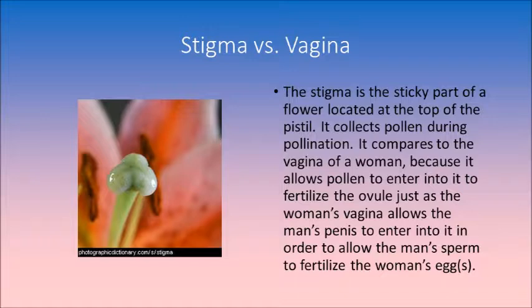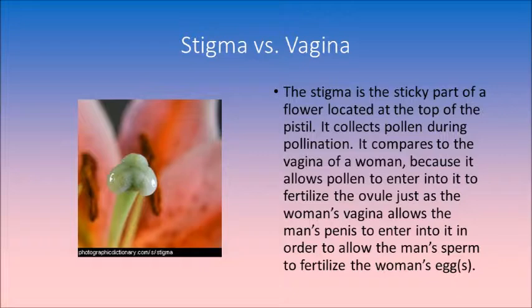Stigma versus vagina. The stigma is the sticky part of a flower located at the top of the pistil. It collects pollen during pollination. It compares to the vagina of a woman because it allows pollen to enter into it to fertilize the ovule, just as the woman's vagina allows the man's penis to enter into it in order to allow the man's sperm to fertilize the woman's egg or eggs.